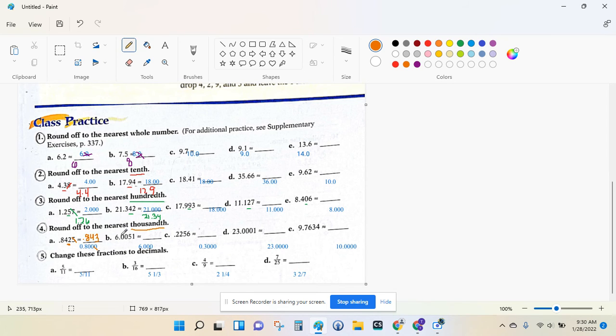Okay. If you looked at this one, what number is in the thousandths place? 5 would be in the thousandths place. It has a 1 behind it, so that's not enough. So it would just become 6.005 or 6 and 5 thousandths. Okay. If we look at these ones, the 5's in the thousandths.